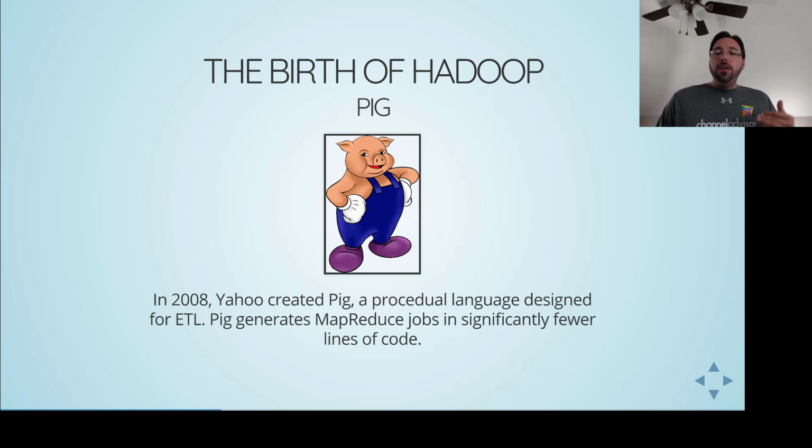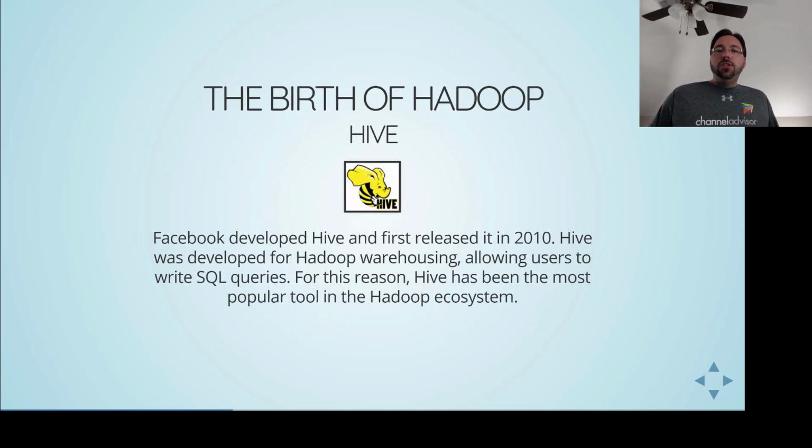Yahoo at this time developed Pig. Pig is an ETL language specifically designed for Hadoop. So it's a procedural language. You take a dataset, load the dataset, perform operations, store the dataset somewhere else. What it does is it will allow you to write in just a few lines of code what it might have taken hundreds or thousands of lines of Java code to do.